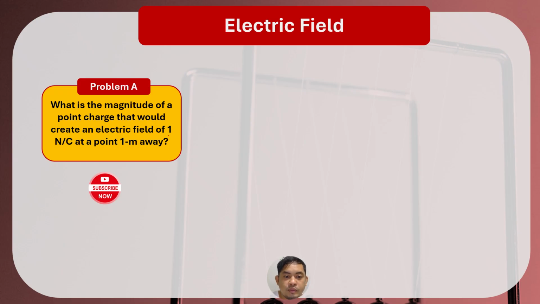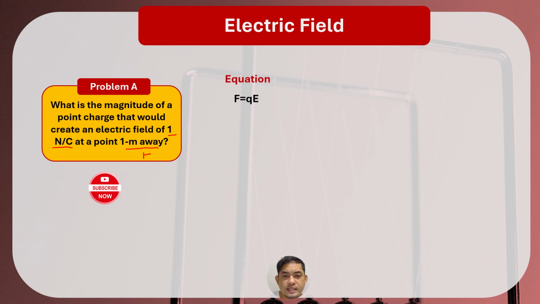So in this problem, the value of the E field is given. It's 1 Newton per coulomb. And the distance, or the R, is also given. It's 1 meter away. So we will try to find out the magnitude of that point charge releasing the 1 Newton per coulomb electric field. As we all know, a charged particle can generate an E field. Okay, and the distance from that point charge is 1 meter away. So let's try to find out the coulombs of the point charge.